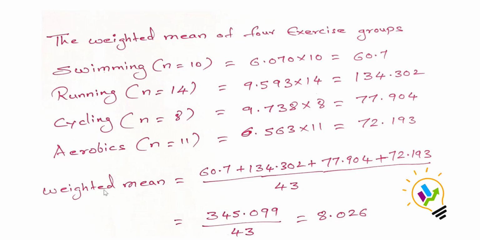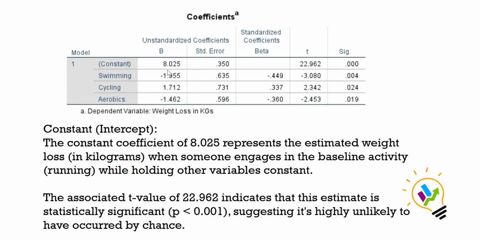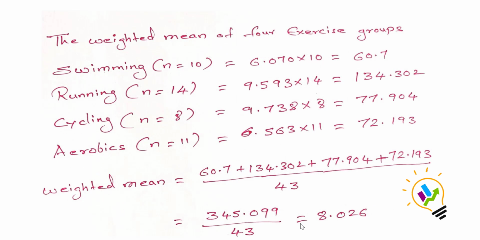So when you do weighted mean, you add all these values and divide by 43. What is 43? If we add 10 plus 14 plus 8 plus 11, this is the total number of respondents, 43. So 345.099 divided by 43 is 8.026. So this is the value which we got for the constant here, 8.025. When you do the calculation, we got 8.026. So this is how we got the mean weight. So this is the running value.